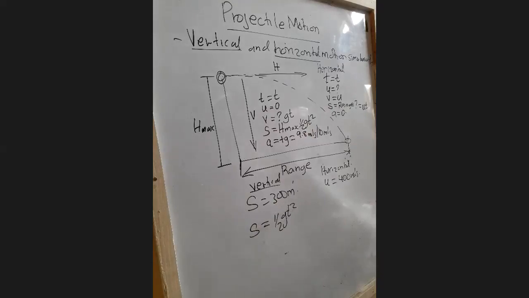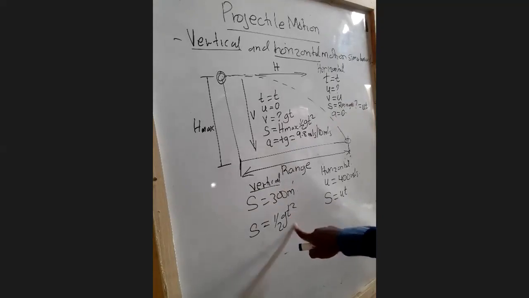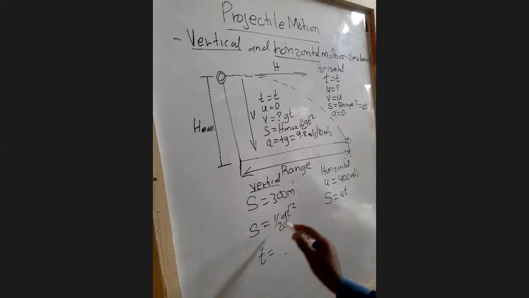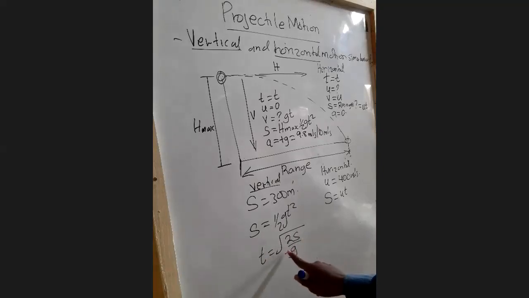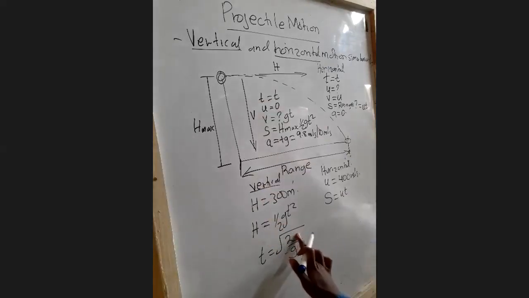We are looking for the S here, which is given as UT. From here we can get T alone, because we just cross multiply and make T the subject: T is equal to the square root of 2S over G. So that will give you T. Let me now use H, the height H. So this is 2H.